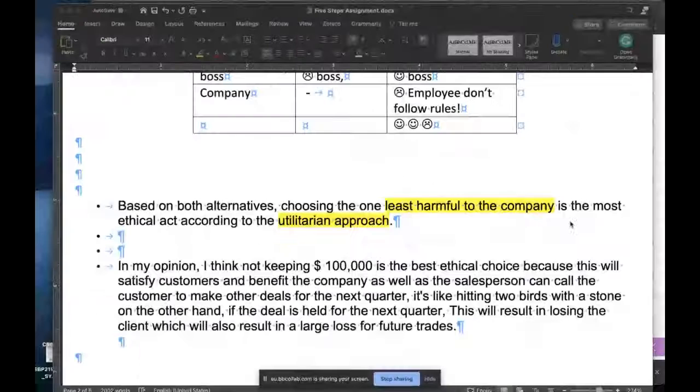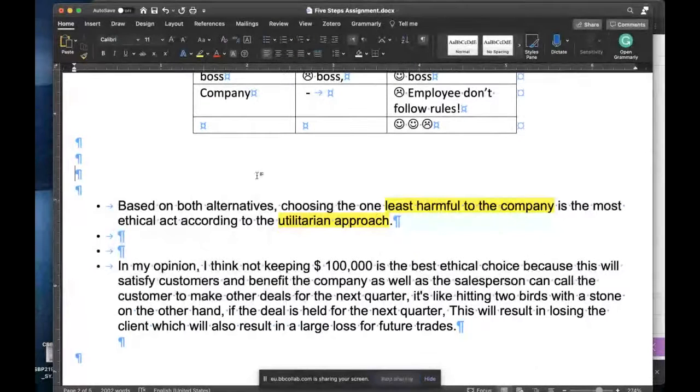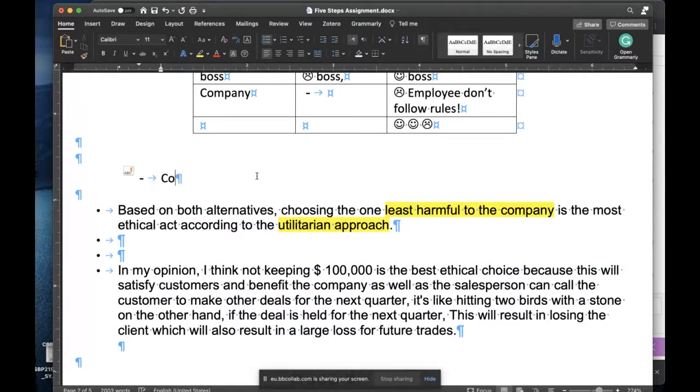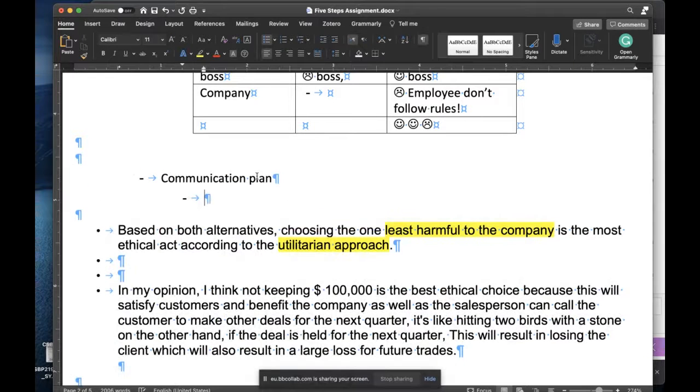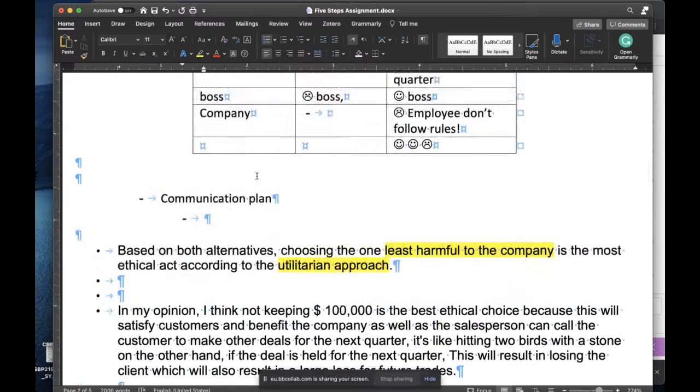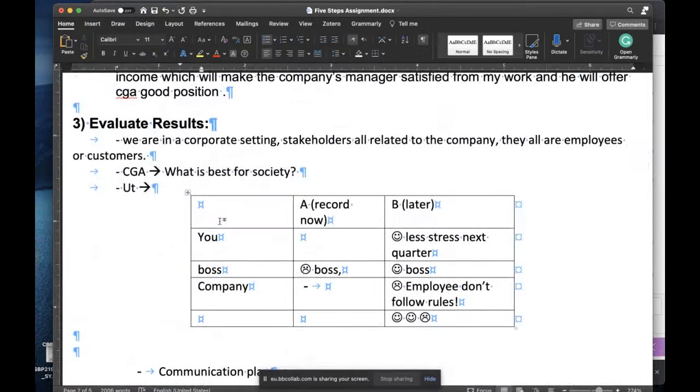Implementation plan. How are you going to do it? Here you have to communicate to the stakeholders what you are going to do. So you have to have a plan, a communication plan. What have you decided? You could have a conversation with your boss or send him an email or a phone call and explain which decision you are going to take and why. And the why is the analysis here.